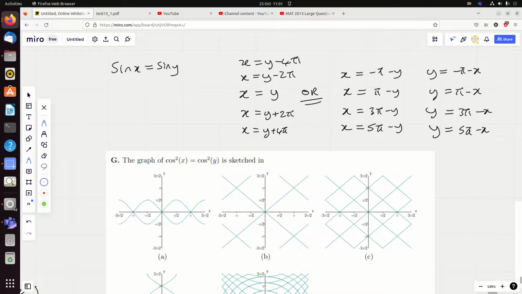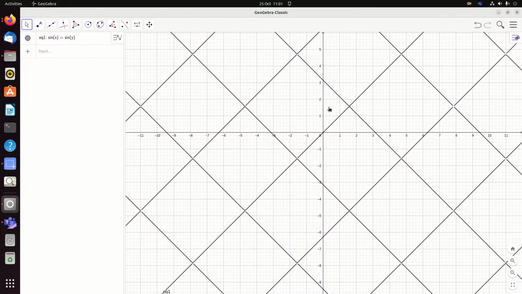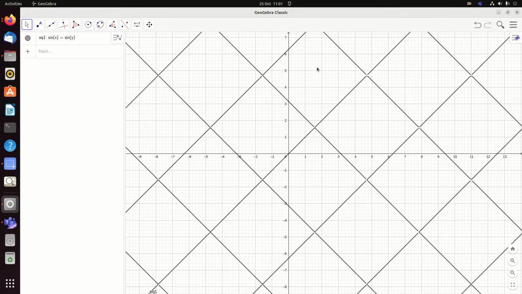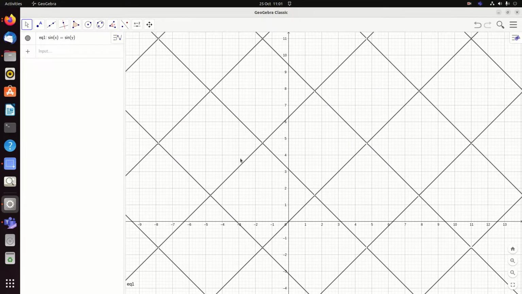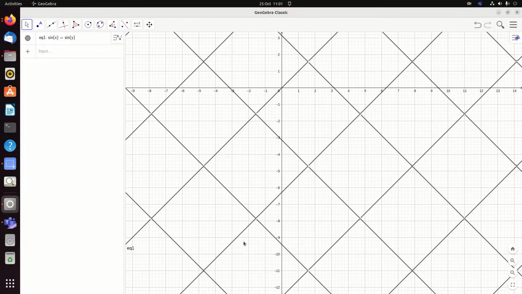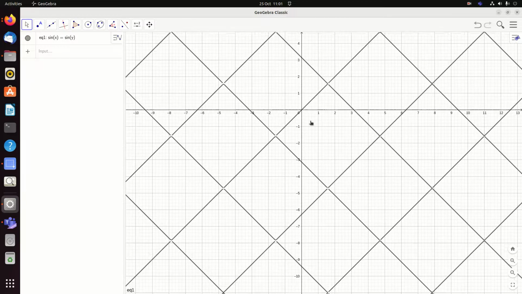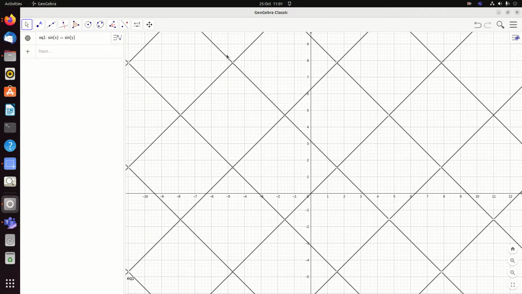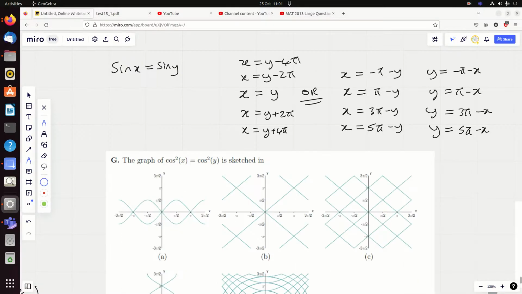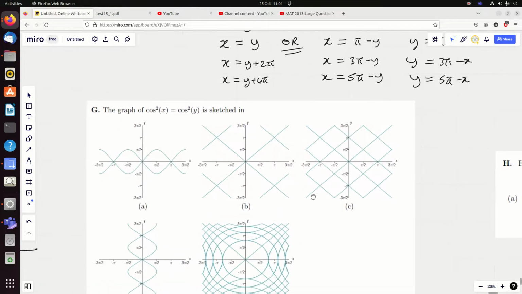And that's why you get this. Yeah, look at that. y equals x, that line there. This is y equals x plus 2 pi. Here's y equals x minus 2 pi, and then going the other way around. This is y equals pi minus x. This is y equals 3 pi minus x. There's y equals minus pi minus x, and so on and so forth. And you get that lovely looking graph. Well, that is exactly why this one is going to be, well, either B or C looking at that.